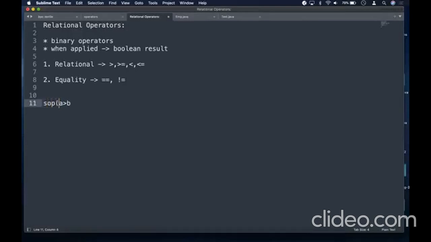System.out.println of a greater than b. I have two values a and b, so it will tell whether a is greater than b or not. That means you will get the answer either true or false, whatever the case, a greater than b or equal to b.